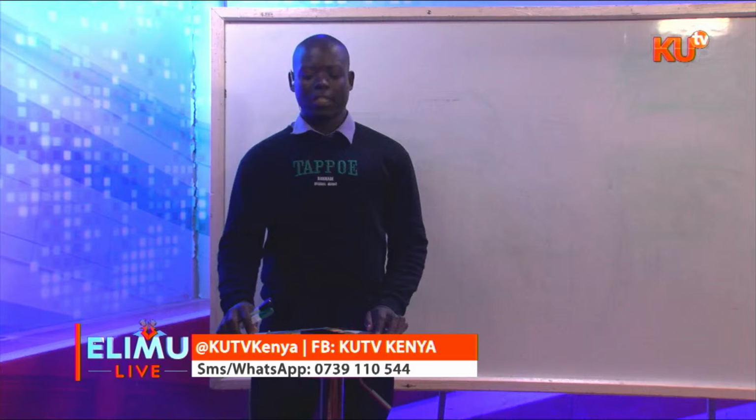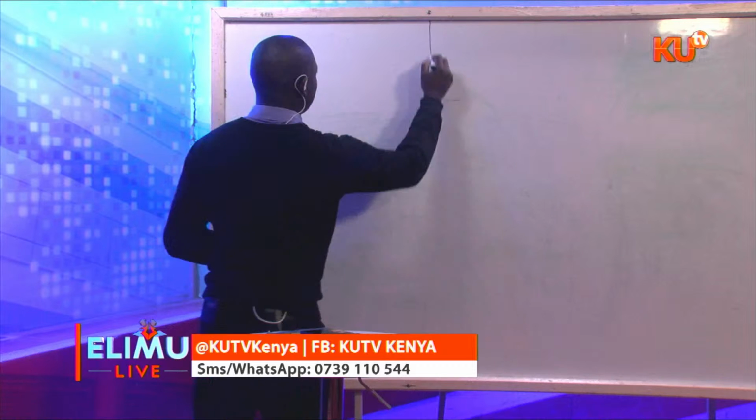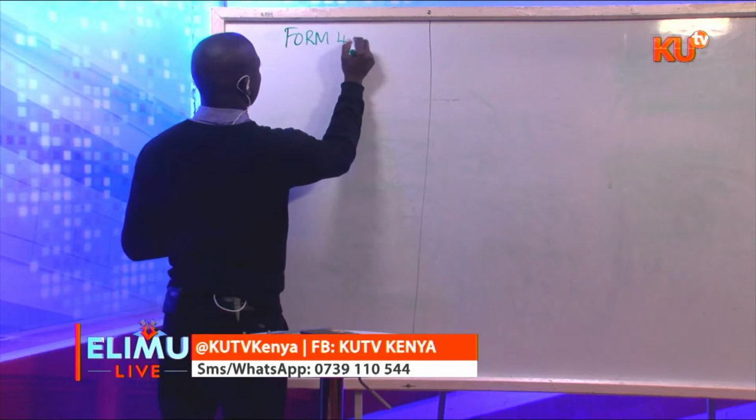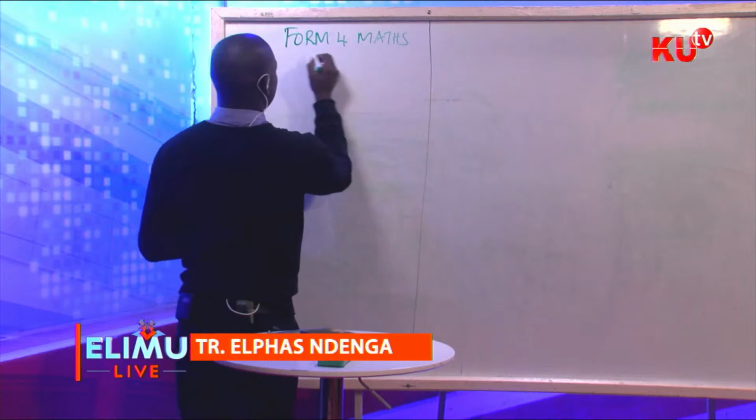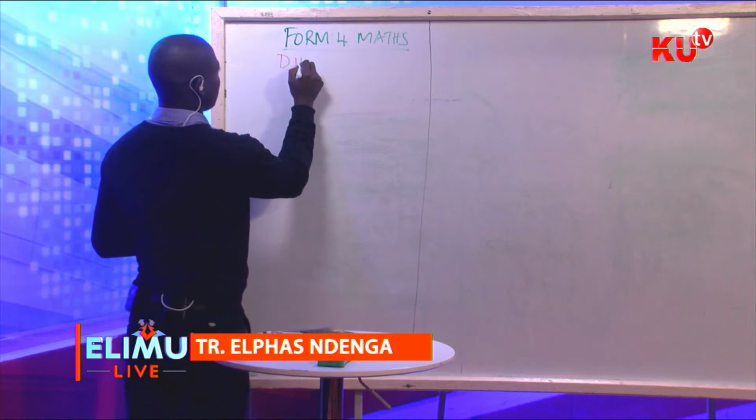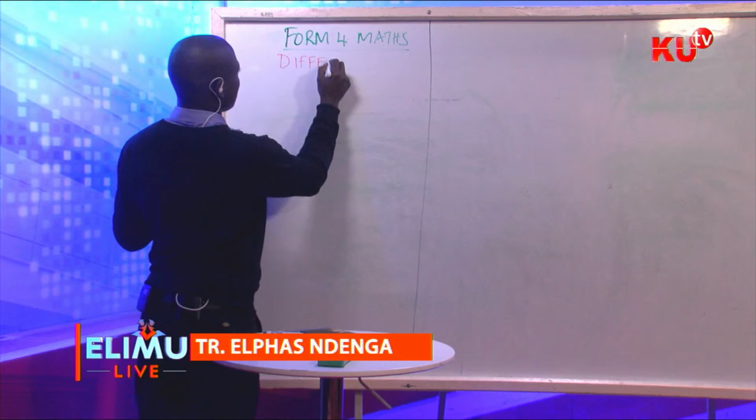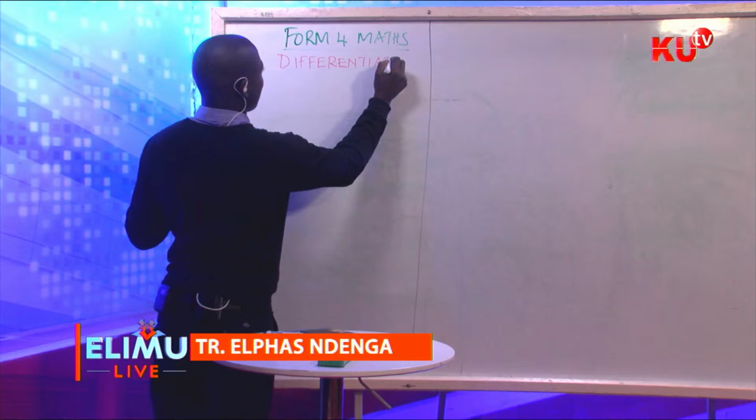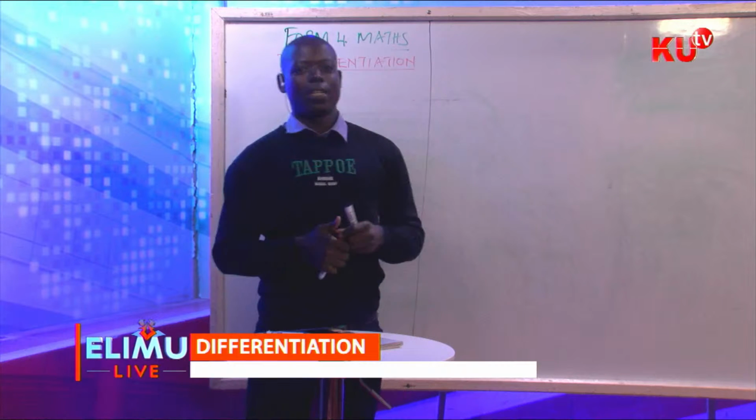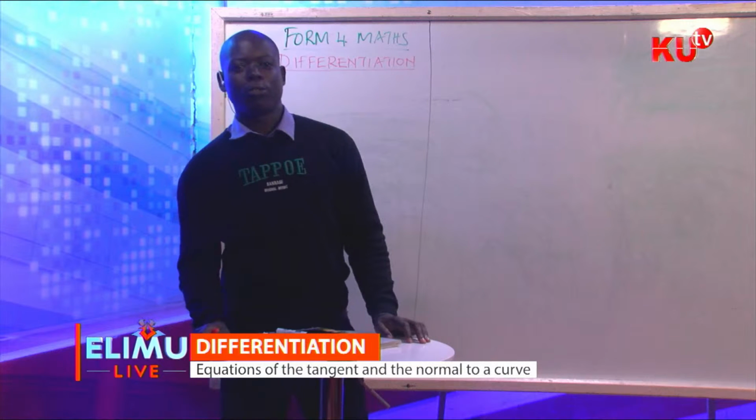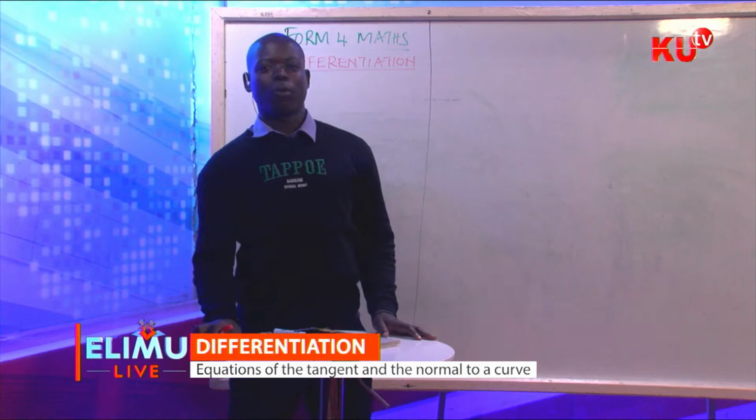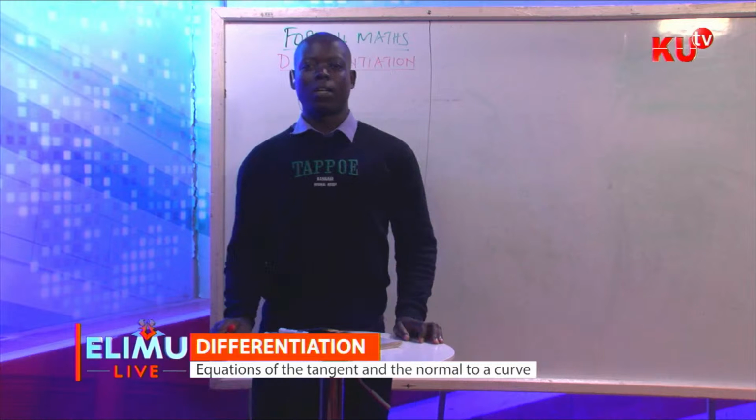In our discussion today, we are looking at the topic differentiation. We are looking at Form 4 mathematics. Our topic of discussion, students, is differentiation. This is a Form 4 topic on calculus that we need to summarize in our lesson today to understand what are the concepts that we have to emphasize while we are revising the topic differentiation.